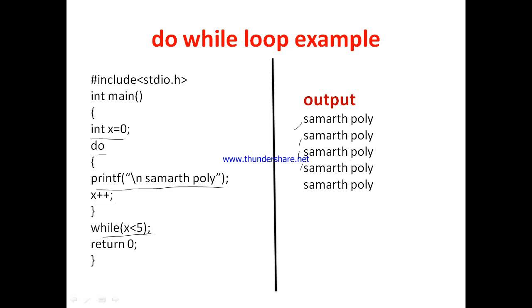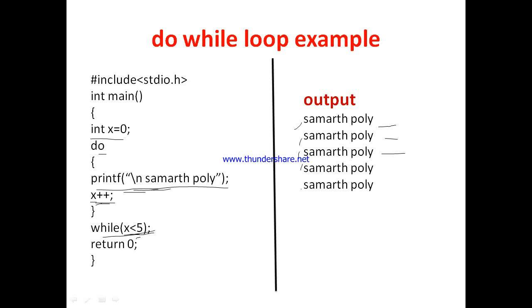Why? Now let us understand. Initially X is 0, printf Samartha poly is printed. Then X plus plus, X becomes 1. Okay. Now here the condition is checked, 1 less than 5, true. Again Samartha poly is printed. Okay. Now 1 becomes 2. Again the condition is checked, 2 less than 5, true. Again Samartha poly is printed. Now here 2 becomes 3. 3 less than 5, it is true.